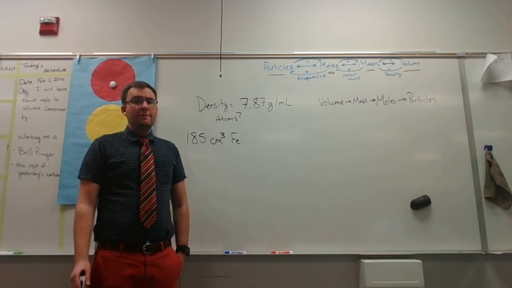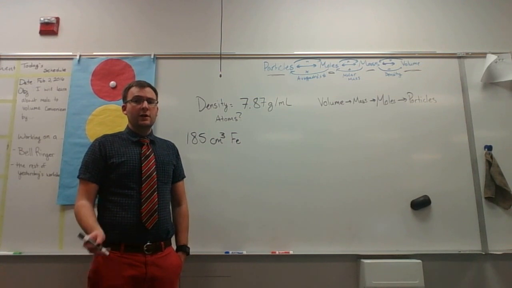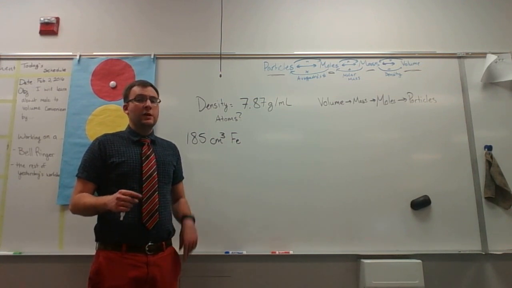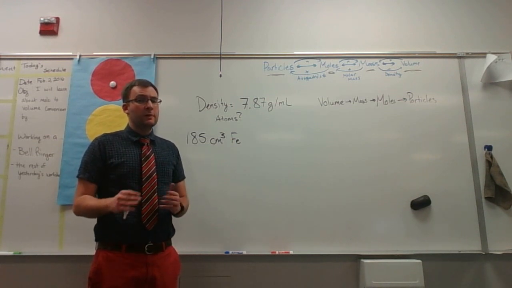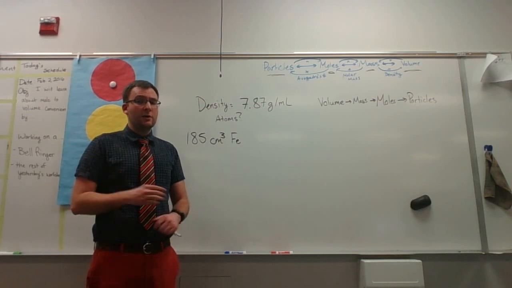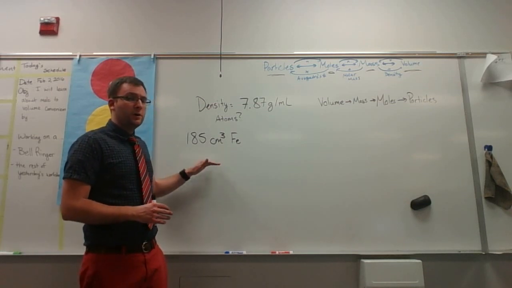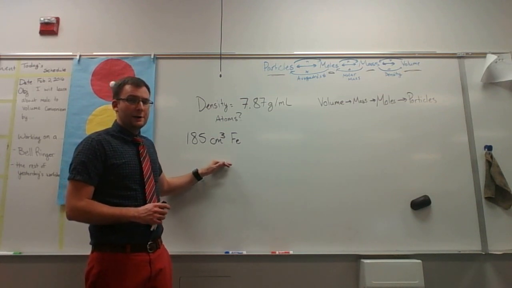Okay, in this video, I'm actually going to take the time to talk about dimensional analysis. Now, this is your least favorite method of trying to solve things, but it helps you keep the units in order and helps you know when to multiply and divide rather than have to think about it every single time. So in this case, I'm going to start with a volume of 185 centimeters cubed of iron.